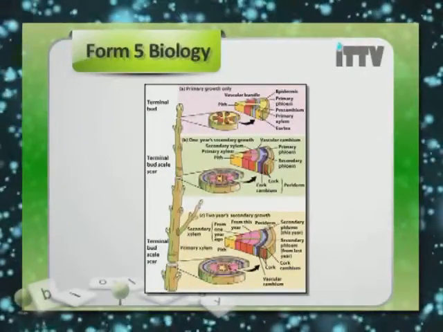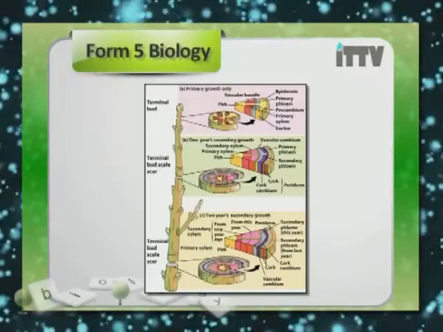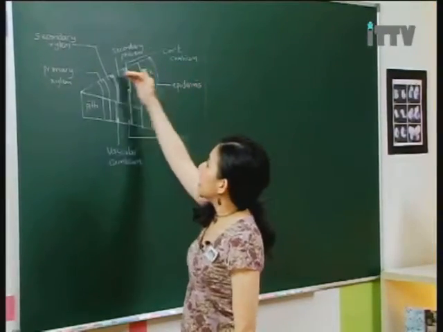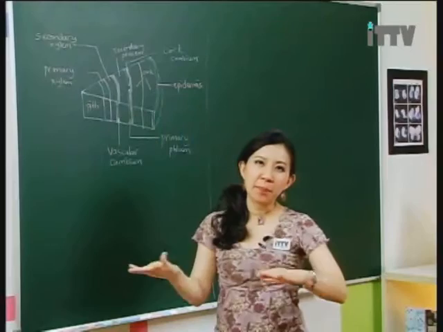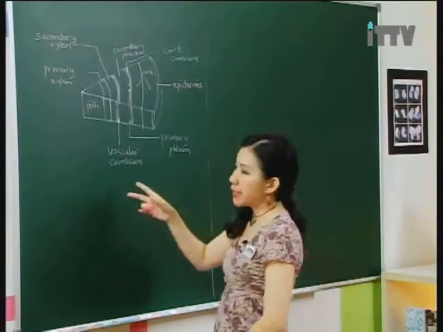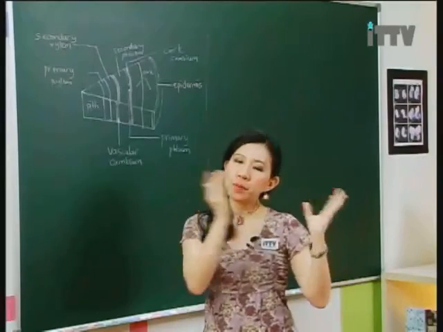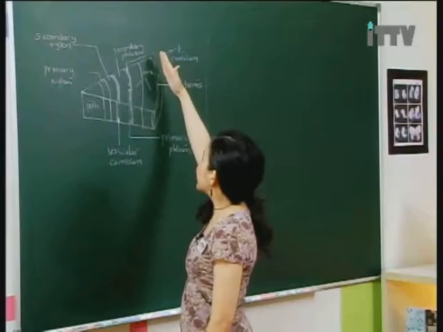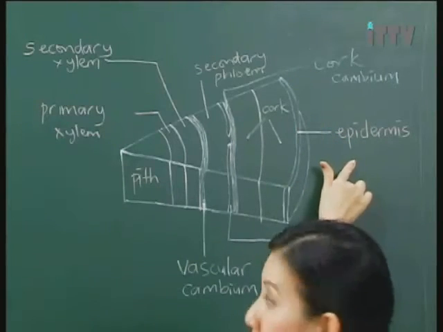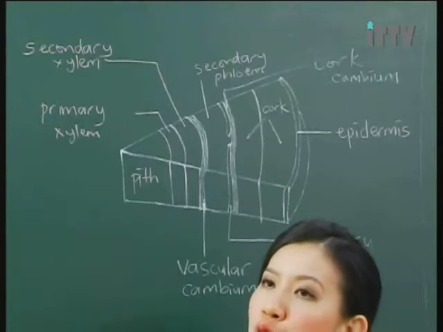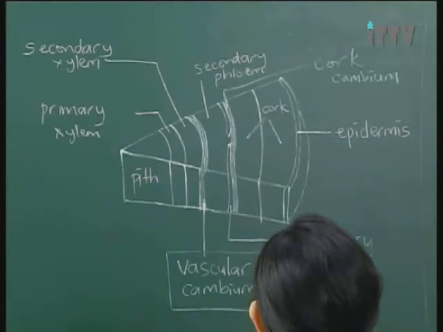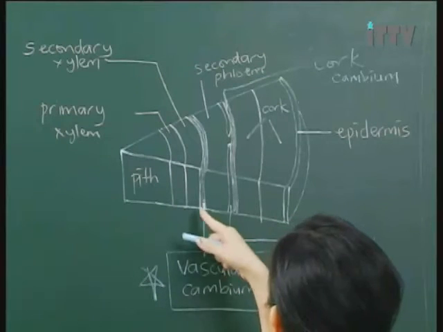If the picture is a bit too small, let me draw the picture on the board. As you can observe, this is part of the stem, a cross section of the stem, just a magnified version of the picture in the PowerPoint slide. Basically this is the pith, and this is the epidermis of the stem. This shows you the two cambium tissues. Firstly will be the vascular cambium. Of course, this is really important. The vascular cambium is the star here.